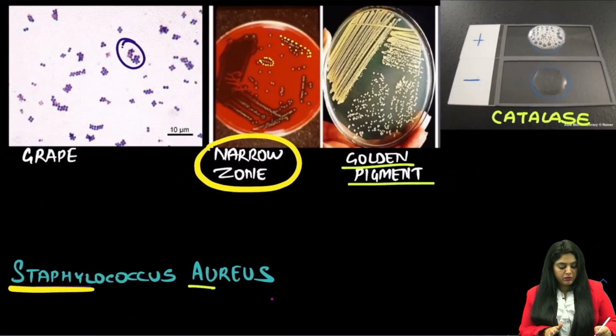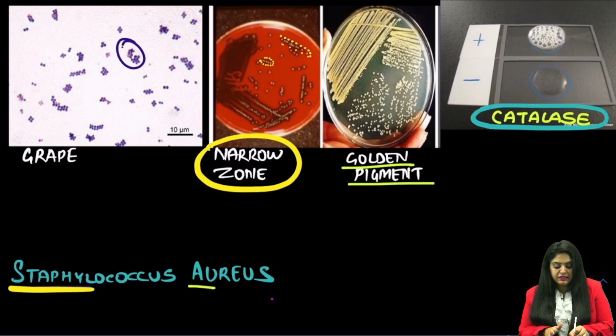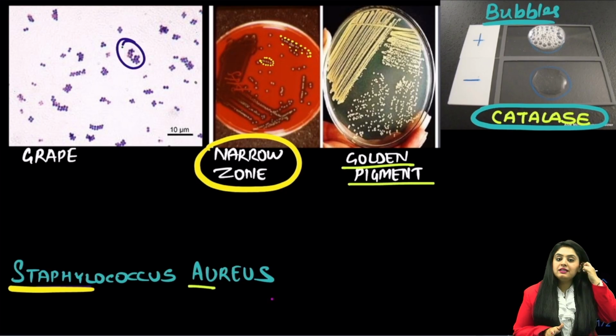Finally, coming to the last one. The last one is going to be catalase. How do I identify the catalase test? Whenever I see bubbles in any test, that is going to be my catalase test. That is something that you have to know. So catalase test, bubbly test.